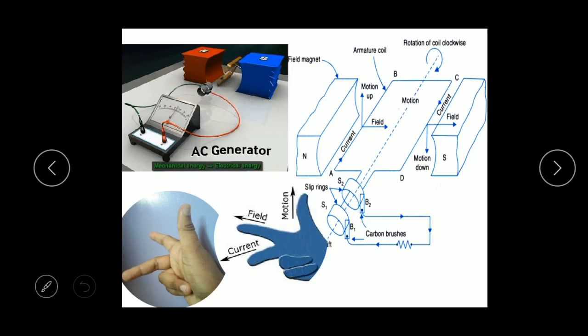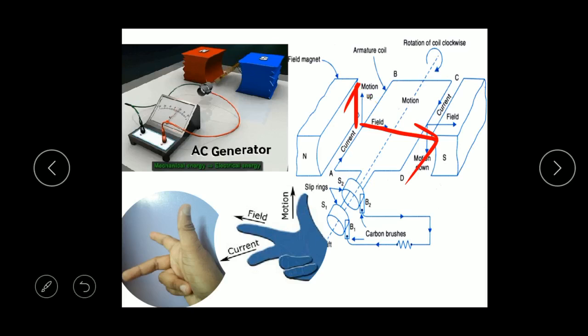In the first case, what happens? When the coil is moving in the upward direction, the motion of the conductor or the coil is upward. The field is at right angles to the axis of rotation. This is the direction of the magnetic field, and this is the direction of the motion of the conductor. So what is the direction of the induced current? The direction of the induced current in this case is this one, according to Fleming's right hand rule.